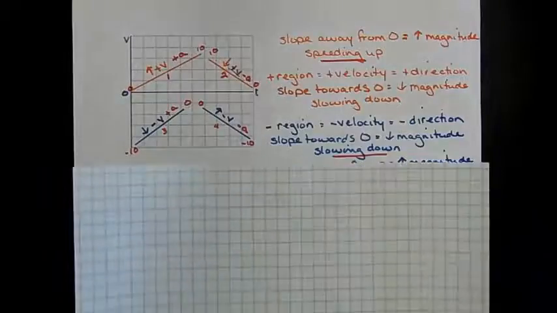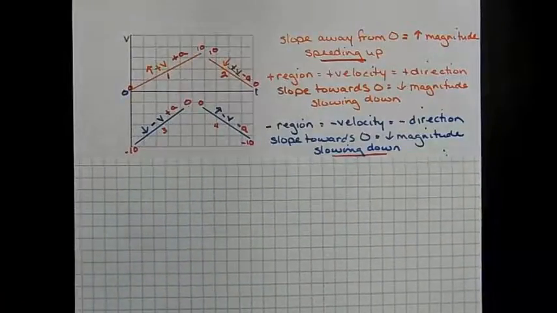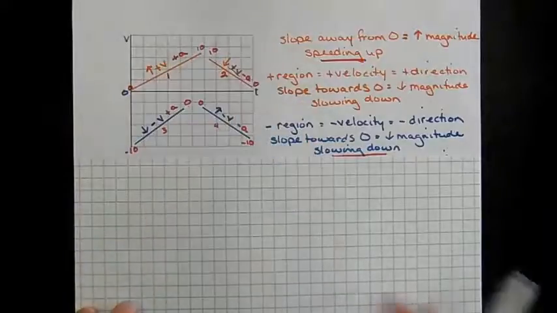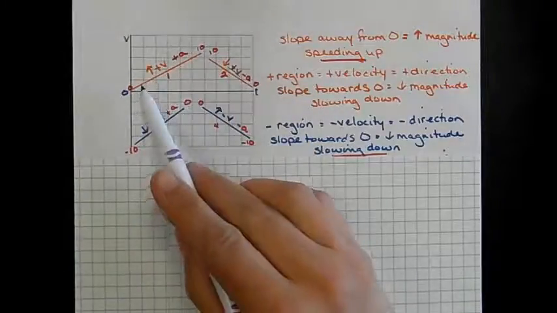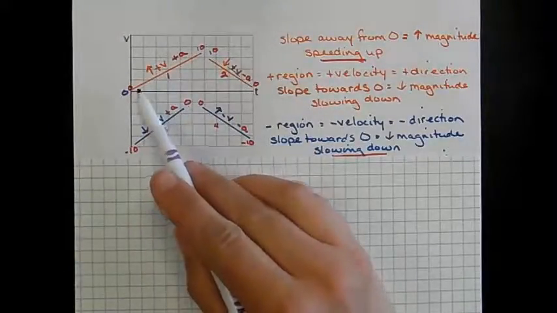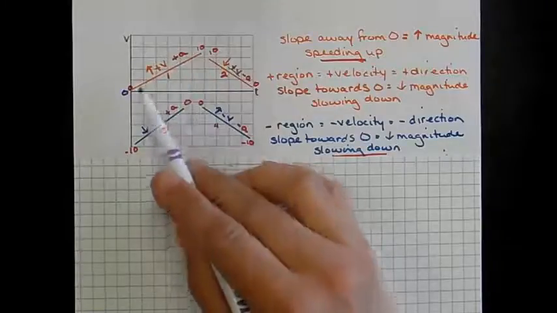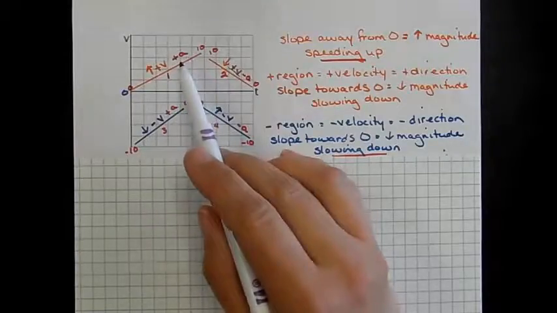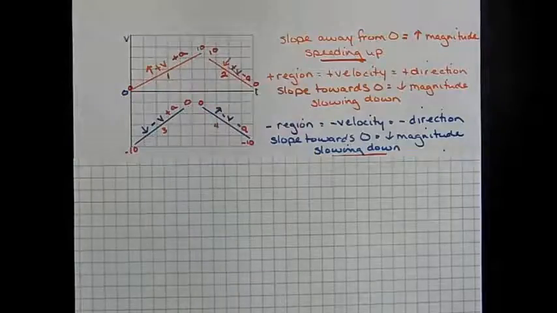So let's draw this out and see what it looks like. If we look at line 1, we have a positive velocity. It's moving in the positive direction and it's increasing. So we're increasing at a constant rate. So what that means is if we were to draw vectors for that velocity, then those vectors would be getting larger as we went along.